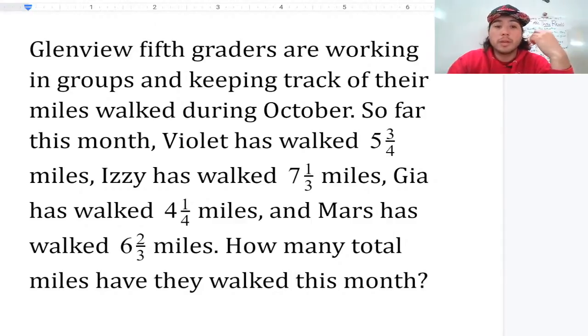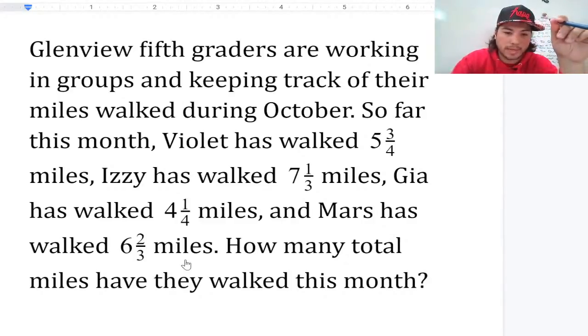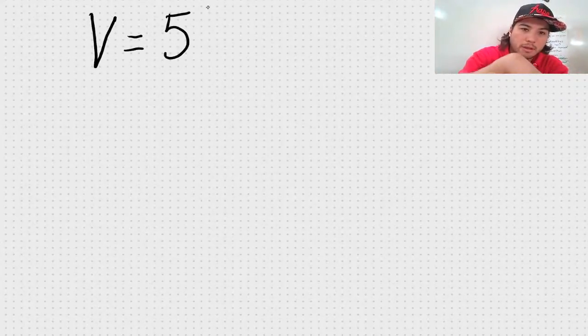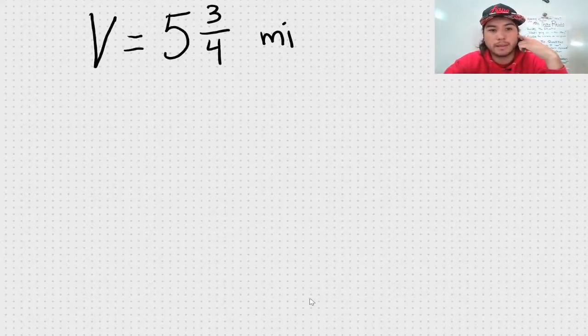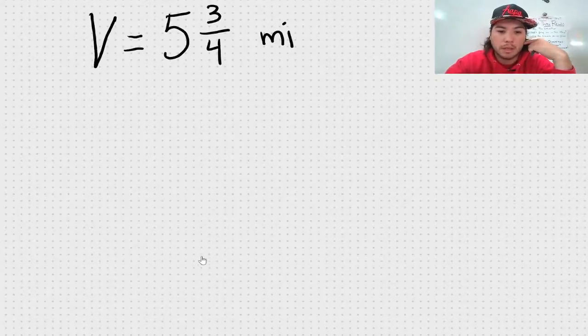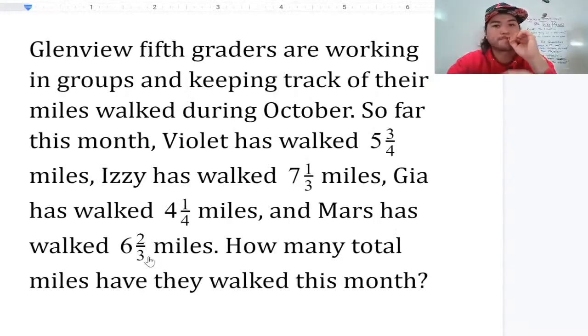Glenview fifth graders are working in groups and keeping track of their miles walked during October. So far this month, Violet has walked 5 3/4 miles. Okay, I'm going to write that down. Violet has walked, going to my whiteboard here, and I'm going to use a V to show that. Violet has walked 5 3/4, and the abbreviation for miles is MI. Violet has walked 5 3/4 miles. All right, let's go back to our problem. Violet has walked 5 3/4 miles.